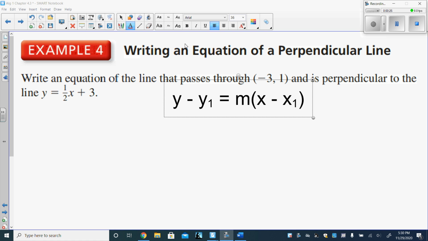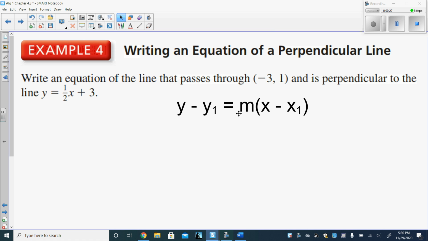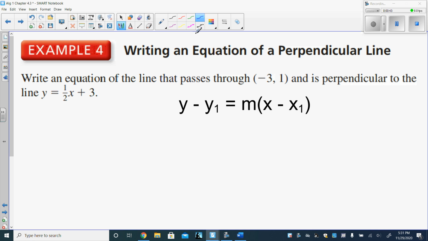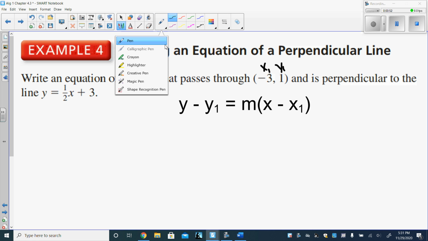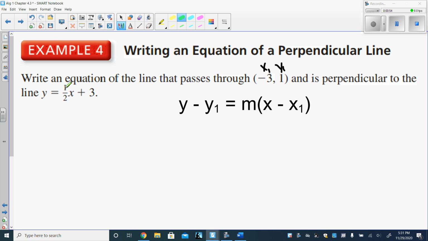Now, to be able to do this, one of the things that we will need is point slope form. We're going to have to use it again. Just like what we did with parallel lines, we're going to have to use it with perpendicular lines as well. Now, the equation gives us the point negative 3, 1, which would be our x1 and y1. And then we're going to use this line here. We're going to use its slope to find the slope of the line that's going to be perpendicular. So we're going to be using that 1/2.